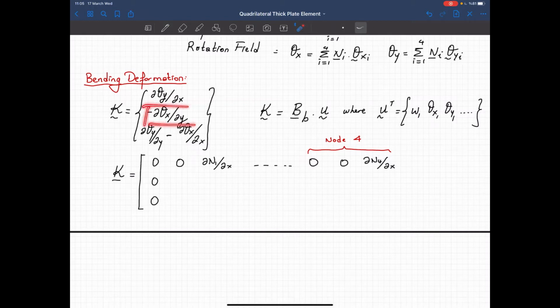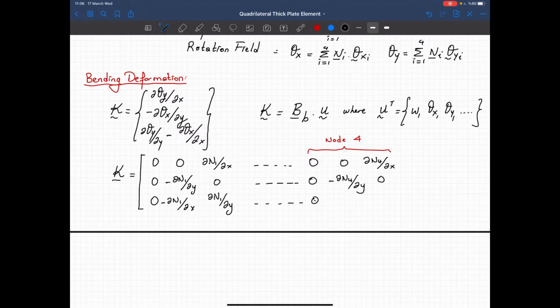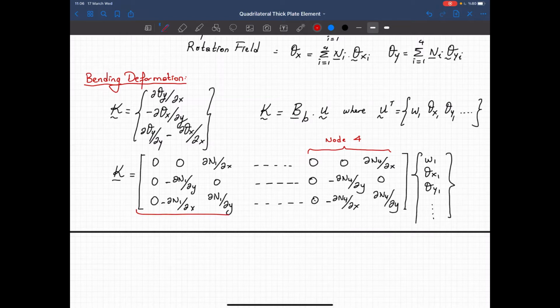Okay. The second row I will be using this. Then this is equal to minus del n1 over del y. This is 0, 0, minus del n4 over del y, 0. And the shear strain is the combination of these two. So this one, del n1 over del x, this has to be minus, and del n1 over del y, 0, minus del n4 del x, del n4 del y, multiplied by the nodal displacements. And this will be my B matrix for bending.